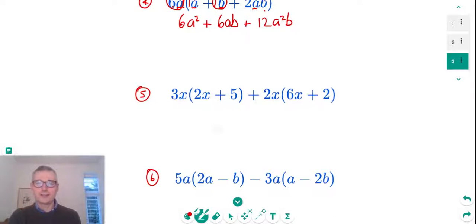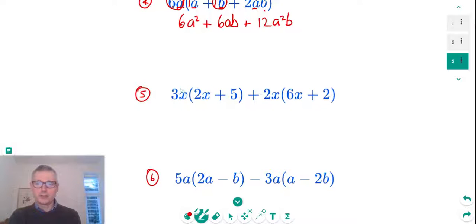Moving on to our next example, we've got 2 sets of single brackets now. The method for this is that we multiply each bracket out separately, similar to how we've done before. And then we collect up terms, as we've talked about in an earlier video.